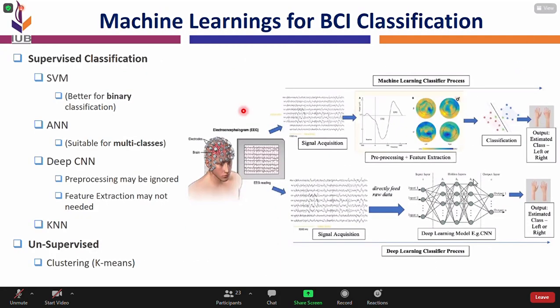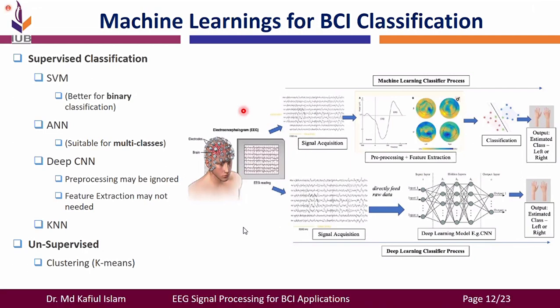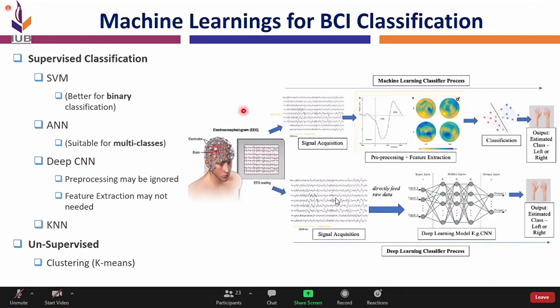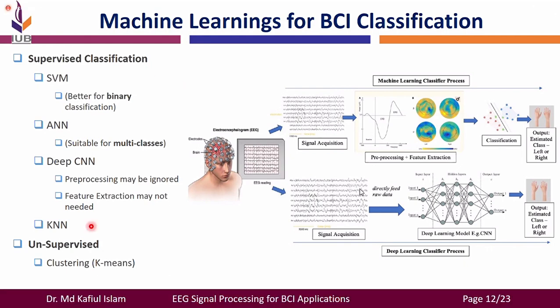Now, obviously, in order to convert your brain signal into some command to control devices, you need classification. So machine learning classifications are there. We have supervised classification and unsupervised classification. If you are using traditional machine learning, then you have to do all this pre-processing and feature extraction. If you are applying deep learning models, you feed the raw data directly without pre-processing and feature extraction. This is the latest trend, the application of CNN, and it requires more studies to make these models robust.